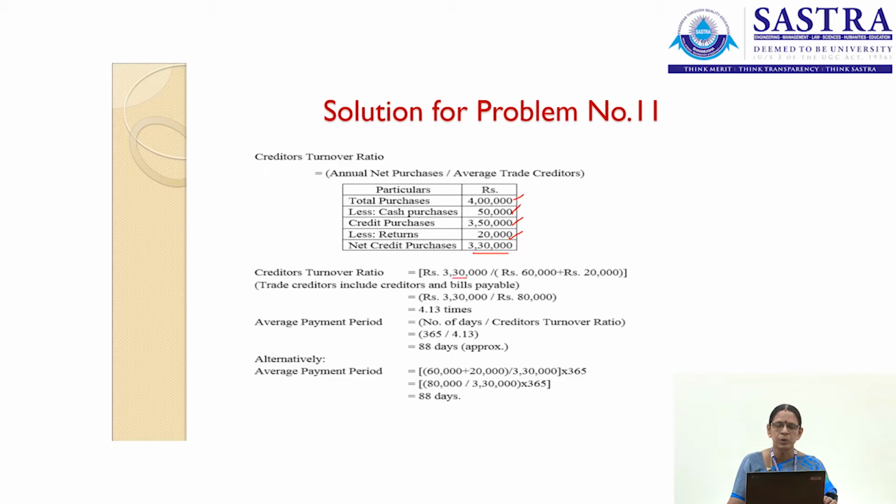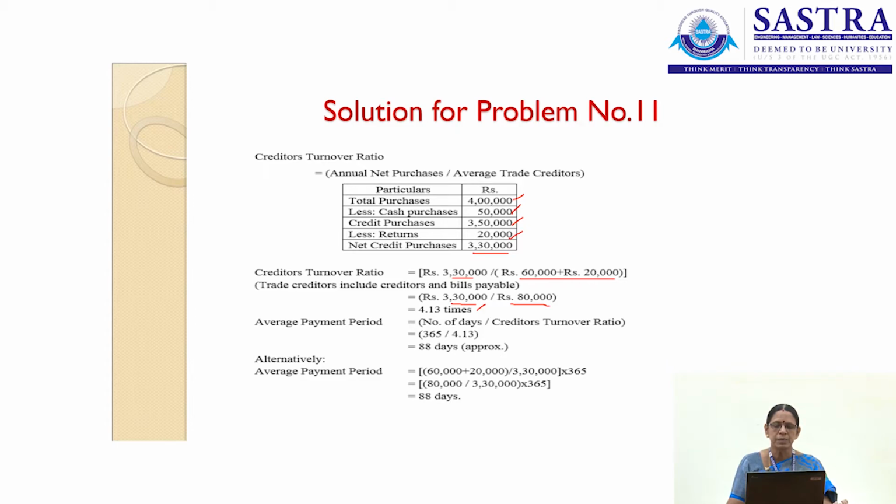3,30,000 divided by your closing creditors and bills payable, that is your 60,000 plus your 20,000. So, wherever we mean creditors, we also include bills payable. As we include bills receivable in debtors, we include bills payable in creditors. Now, 3,30,000 divided by 80,000 will get 4.13 times. So, 4.13 times we are going to convert your creditors, that is, we are going to pay the creditors.